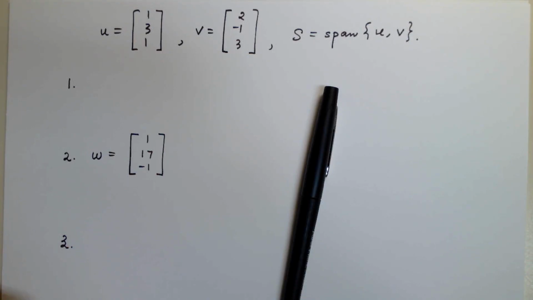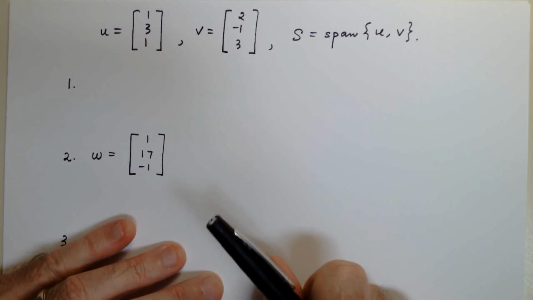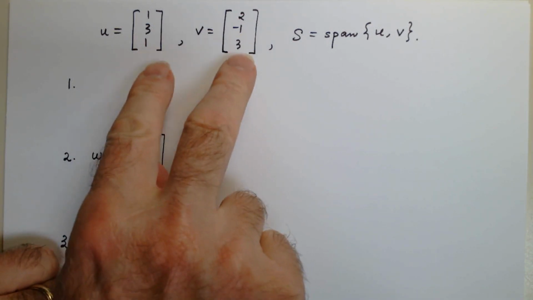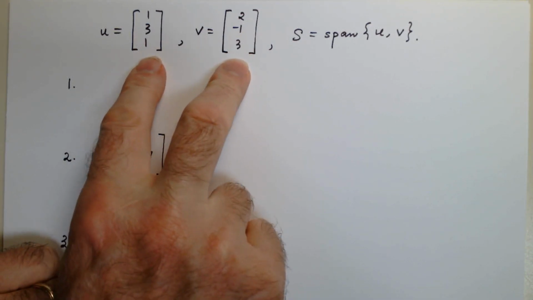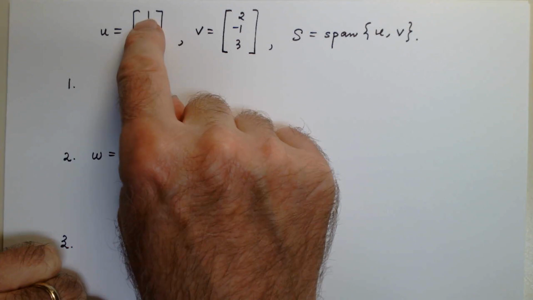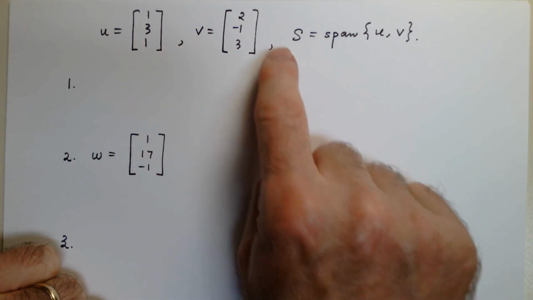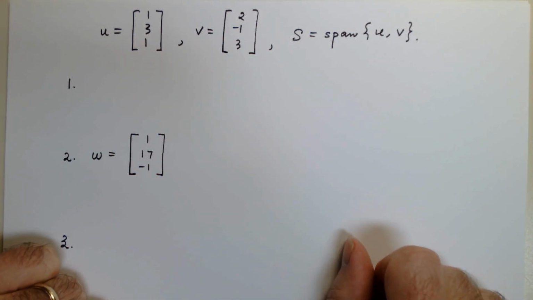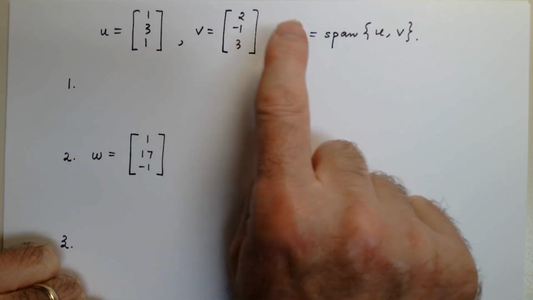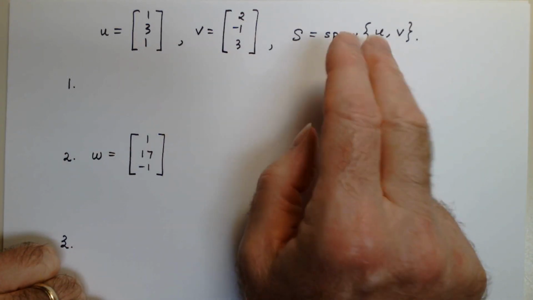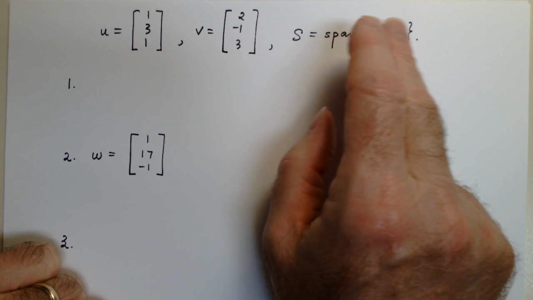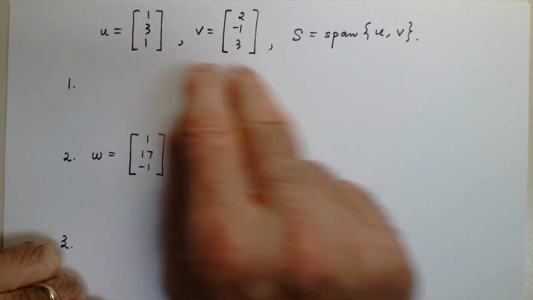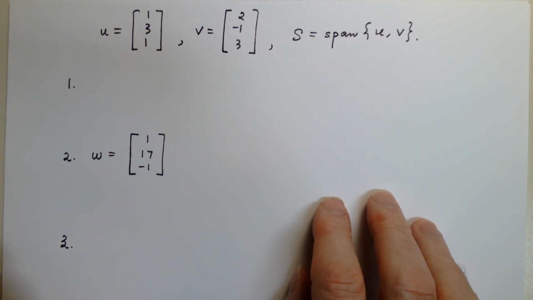All right, welcome back to the document camera. We're going to look at the solution to this problem. Let's just remember our vectors u and v have been given to us. These are both vectors in R3. u has components 1, 3, 1, and v has components 2, -1, and 3. We're forming a subspace of R3 by looking at the collection of all linear combinations of u and v, in other words, the span of u and v.